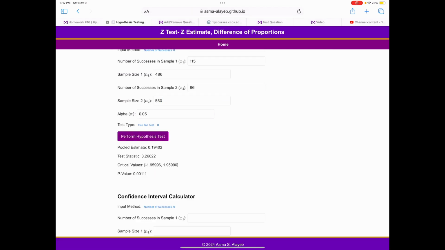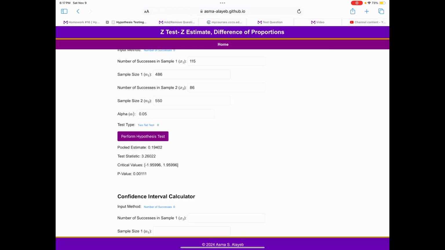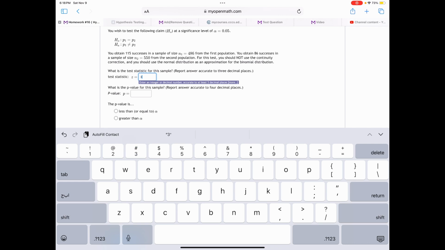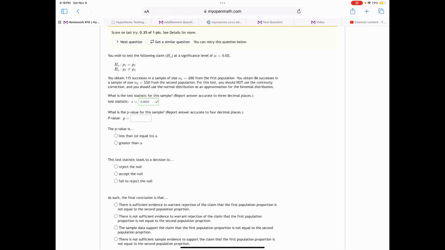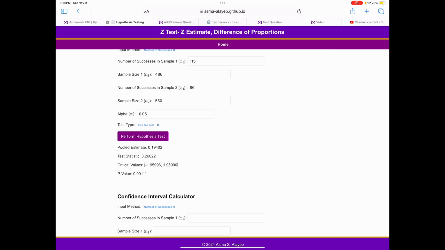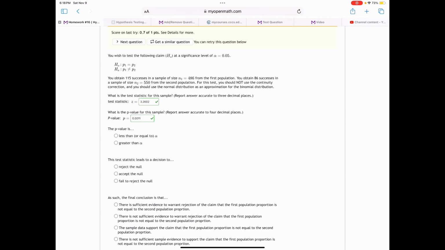Now I'm going to compute the values. What do we need to find here? We will need to find the test statistic accurate to 3 decimals. I'm going to go with 4 decimals just to report it more accurately. So it's going to be 3.2602. And I'm going to submit my question just to verify that my answer is correct. Now I need the p-value, and the p-value should be rounded to 4 decimals. So it's going to be 0.0011. And I'm going to submit one more time.